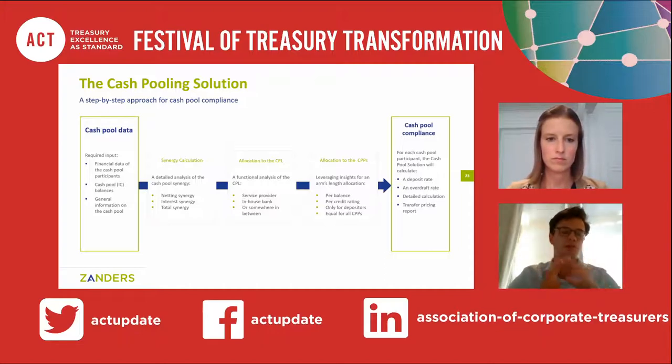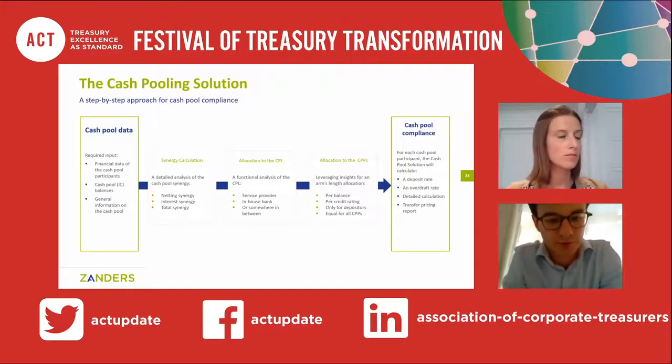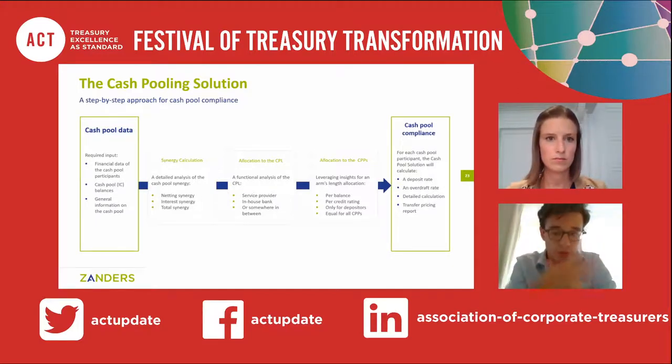What is the data that you need? First of all, you need the financial data of each cash pooling participant in order to create a credit rating per participant. And this is following the same methodology as Melanie explained in the second chapter of this presentation.